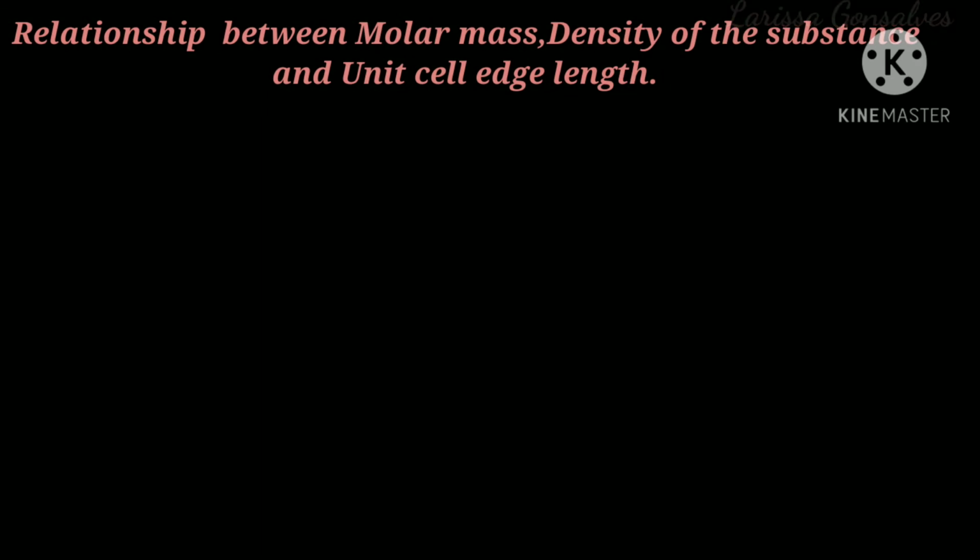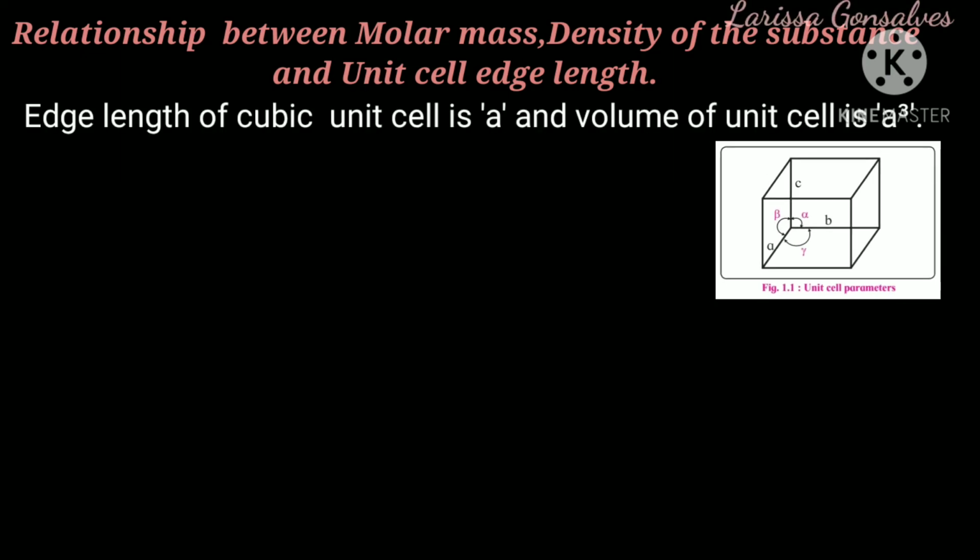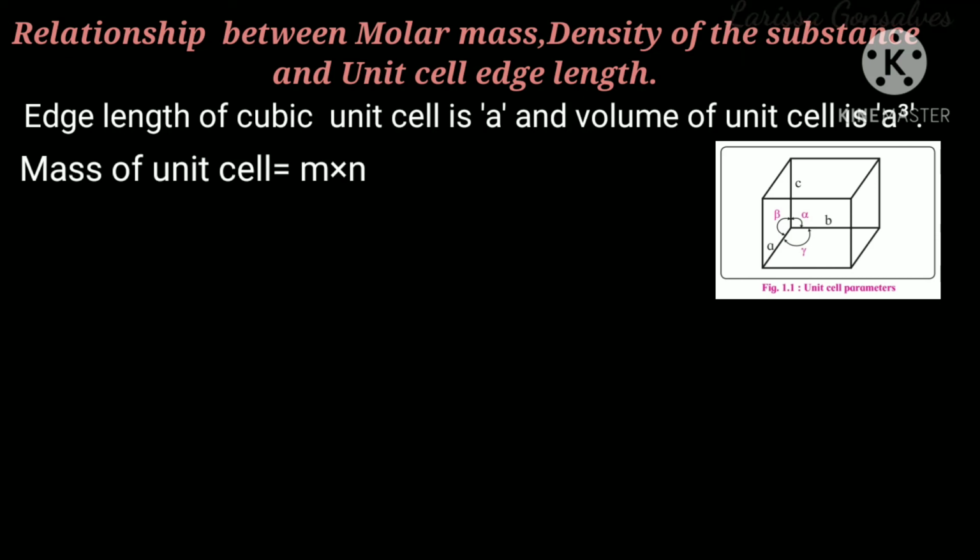So I hope you all are clear regarding the calculations of number of atoms in a unit cell. Next is the relationship between molar mass, density of the substance and the unit cell edge length. We take the edge length of a cubic unit cell as a. So the volume will be a³. Suppose that mass of one particle is m and there are n number of particles in one unit cell, then the mass of unit cell can be written as mass of one particle times the number of particles, so it equals m × n.